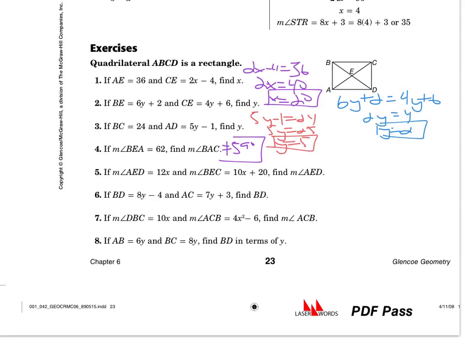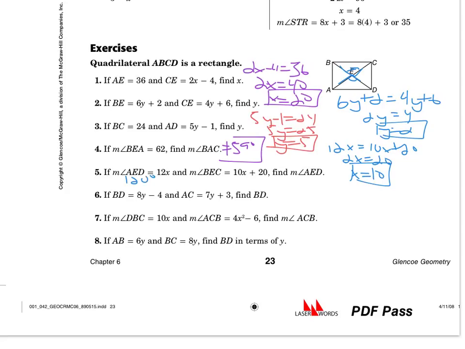Okay, so if AED number 5 is 12x, okay, that's this angle right there, and BC is 10x plus 20, we know that those are going to be equal to each other because they're vertical angles. So we can set up that equation 12x equals 10x plus 20. So 2x equals 20 and x equals 10. Okay, but they want us to actually plug that back in and find the measure of angle AED. So we plug in 10 back into my 12 times x, you get 120.